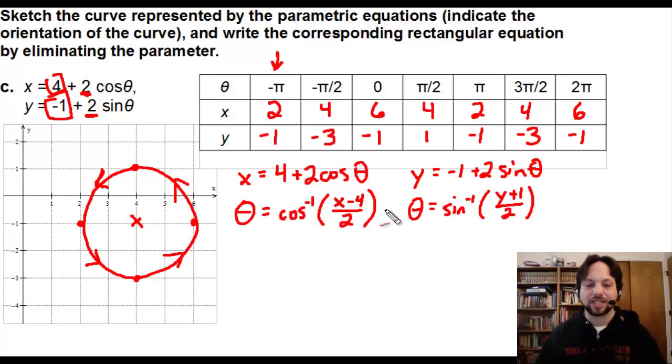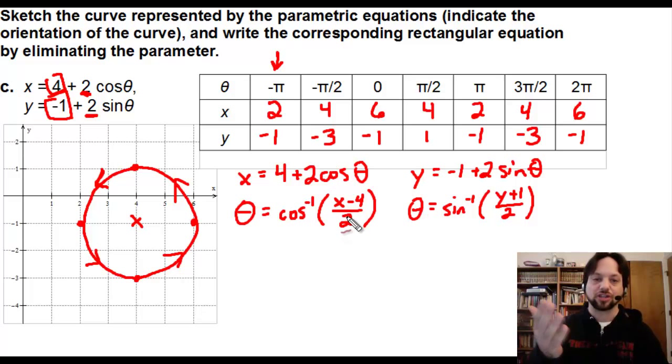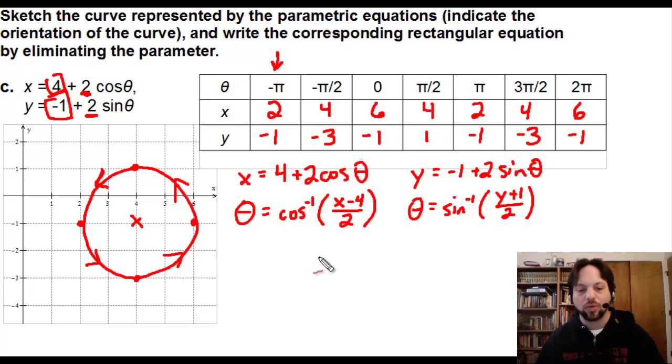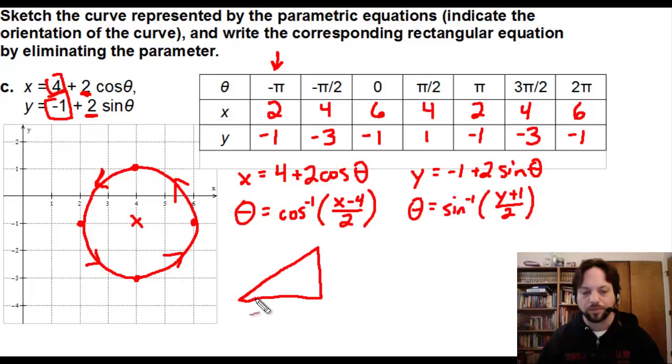Am I going to set these thetas equal to each other and then solve for arc cosine and arc sine? I personally don't feel like going through all that. I think that could be quite a pain. And so what I'm going to do is consider a right triangle. And this is not to scale, it's just a standard right triangle. If I call this angle right here theta, then I can take a look at this function.